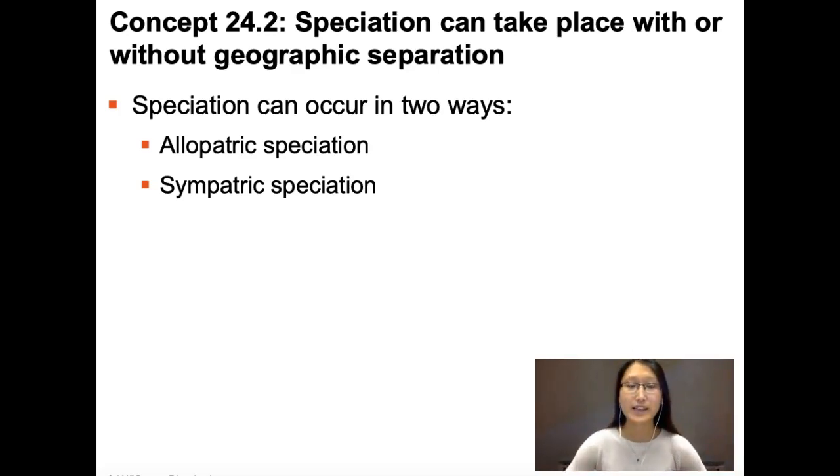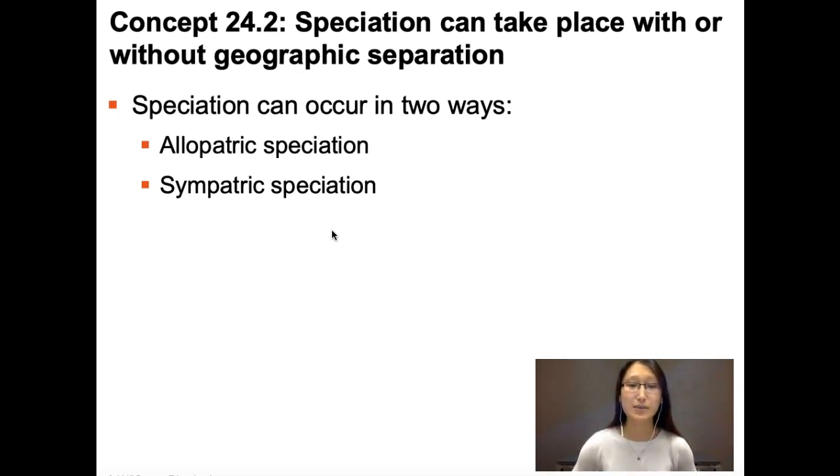So there are two ways that speciation can occur. One is called allopatric speciation, and the other one is called sympatric speciation. So if you think about the word sym, it means there's something happening at the same time, right? At the same location or whatever. So in this case, the difference between allopatric speciation and sympatric speciation is that sympatric doesn't have a separation in location. All of the organisms or two populations are at the same area when the speciation event occurs.